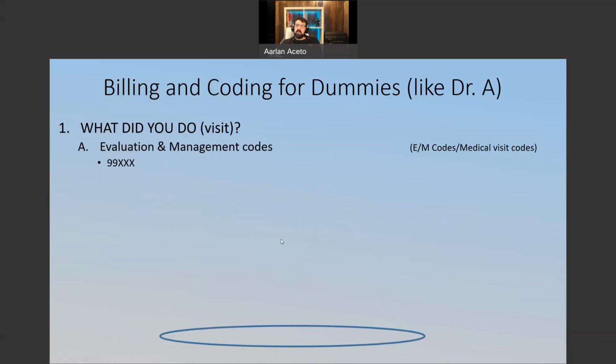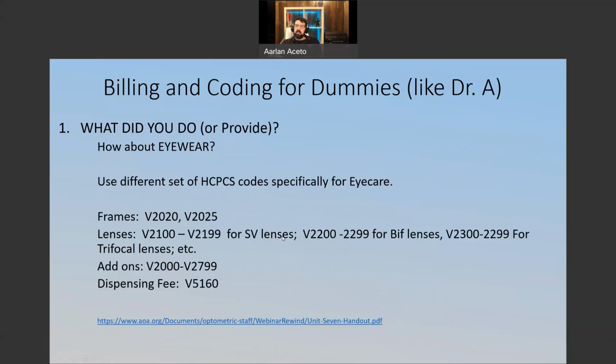But the same idea happens with opticianry. So we skipped that last slide, but this is it. What did you do, or what did you provide? What services or goods? And how about for us, for eyewear? We use what's called HCPCS, and this is a series of codes for eye care. So frames, V2020 or V2025. This is the code to let them know that we gave them an ophthalmic frame, or in this case, a deluxe ophthalmic frame. Here I just use V2020 all the time.